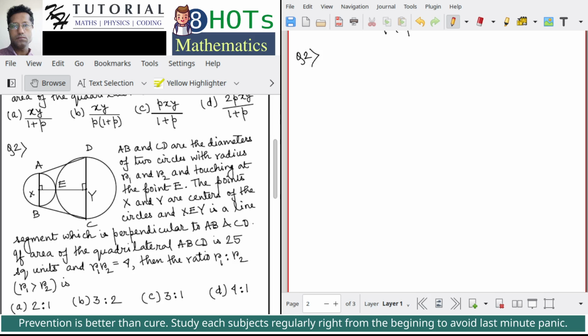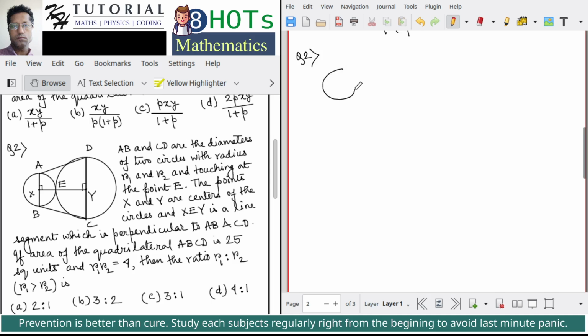Actually, in the figure, R1 is less than R2, but in the problem it is given that R1 is greater than R2. Anyway, okay, the area of the quadrilateral ABCD is given. So let's quickly draw the figure.